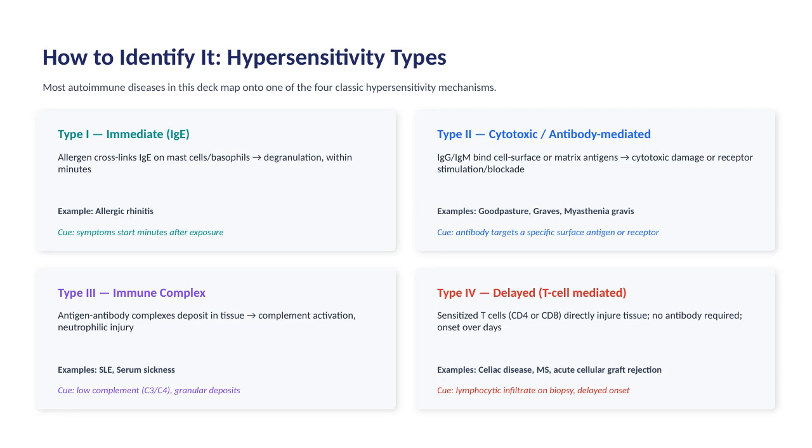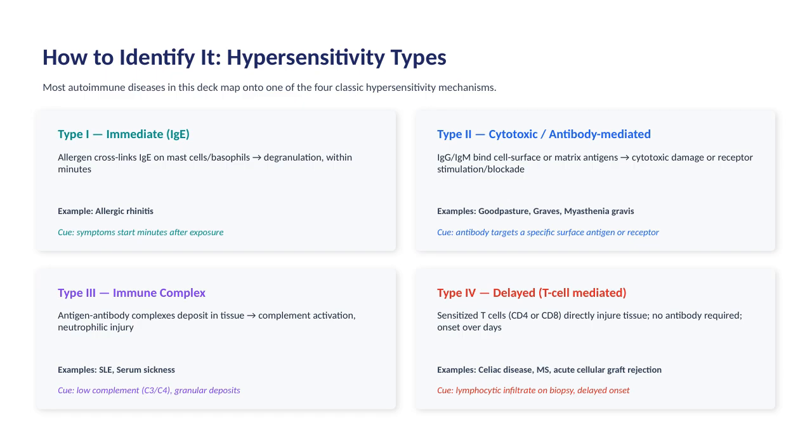Autoimmune diseases often fit into one of 4 classic hypersensitivity types, each with distinct mechanisms and clues for identification. Type 1 hypersensitivity is immediate and involves IgE antibodies. When an allergen cross-links IgE on mast cells or basophils, these cells release their contents quickly, causing symptoms within minutes, as seen in allergic rhinitis.